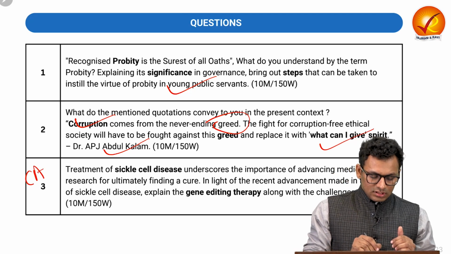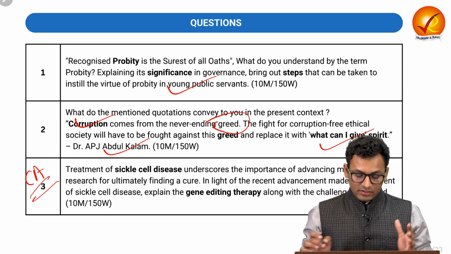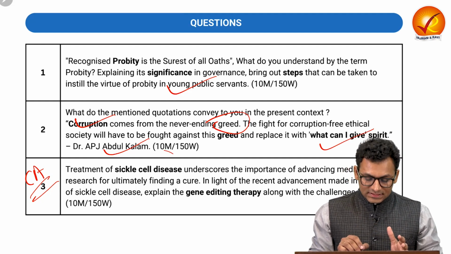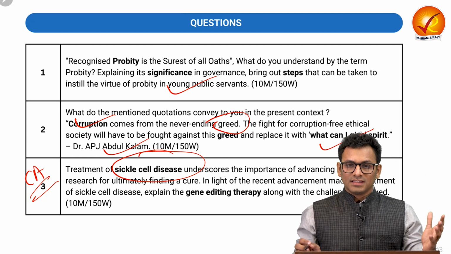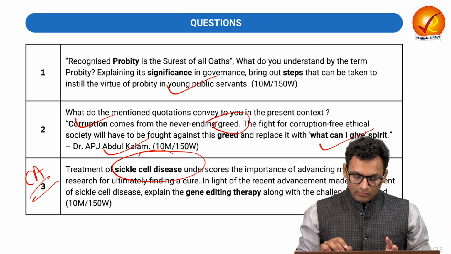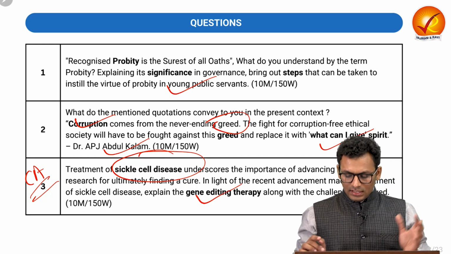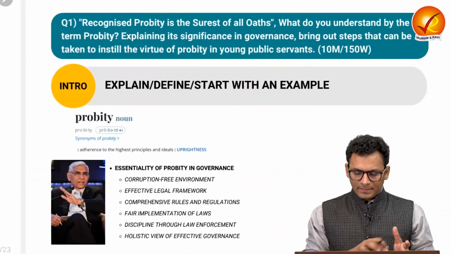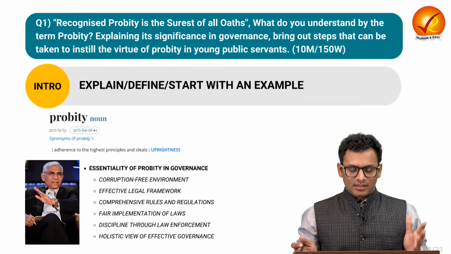The third question is a current affairs based question, where we are going to see that recently there was approval of treatment of sickle cell disease in United Kingdom and how exactly that can help India. We are going to see specifically gene editing therapy and challenges involved with the same. So let us start with question number 1. Let's read the question number 1 together.